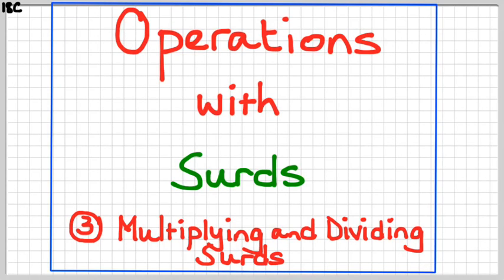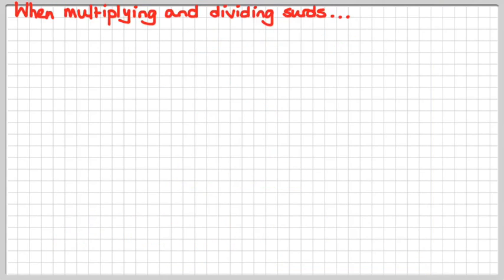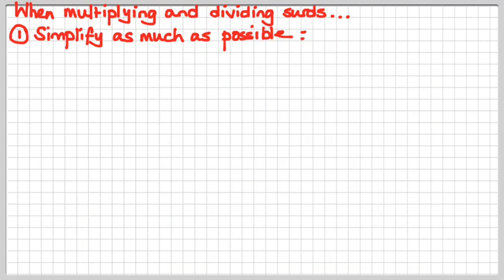Okay guys, last in the series of 3 of operations with surds. Operation surd: multiplying and dividing. Let's go and conquer. When multiplying and dividing surds, what do we do? We simplify them as much as possible. Well, I do anyway. I think that's the best way to go.